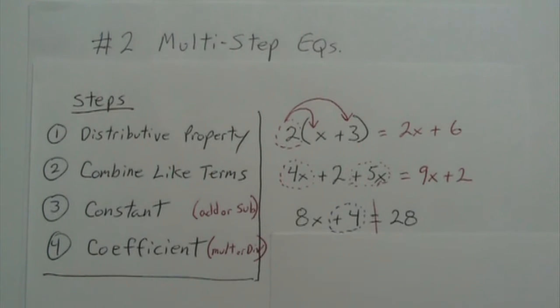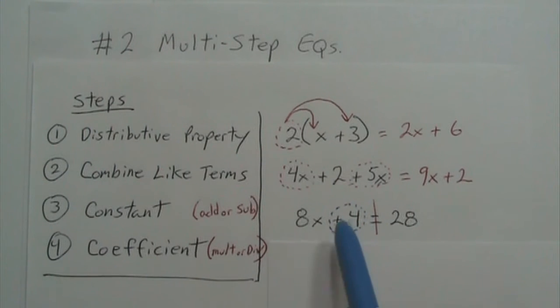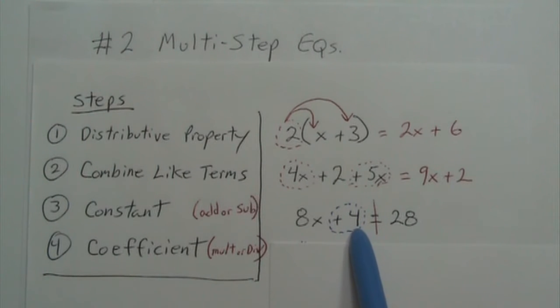We also have our constants. Those are the numbers by themselves. And what we want to do is to get rid of those, we either add or subtract. Basically, you want to make the constant a 0. You're trying to make it a 0. And in this case, you would subtract 4 to make that a 0. But you'd have to do it to both sides.